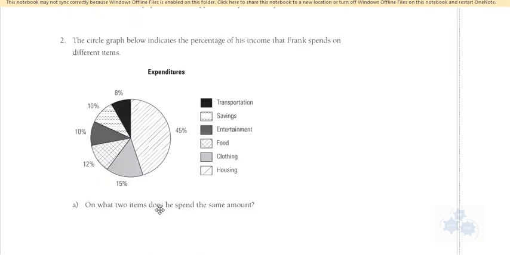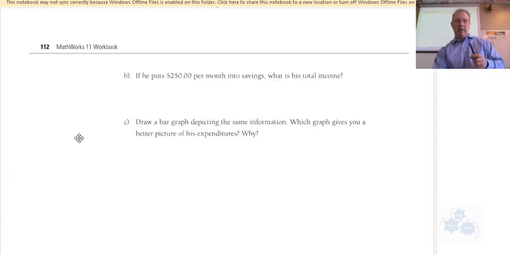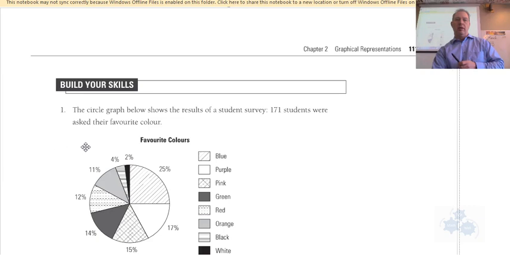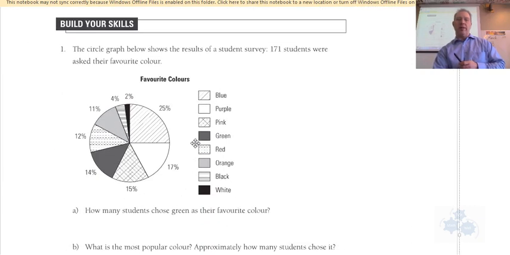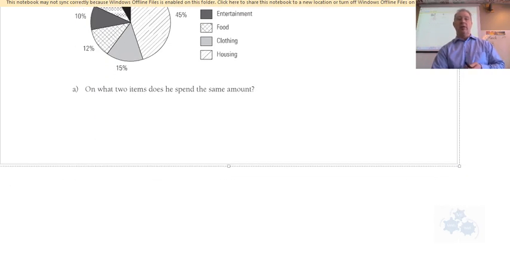So for number 2, the question was, B says, if he puts $250 per month into savings, what's his total income? So we're assuming that this represents all of the money that he makes, and this is what he spends it on. Okay? And so the 100% would be his total income. And so if $250 is 10%, what is 100%? That makes sense?